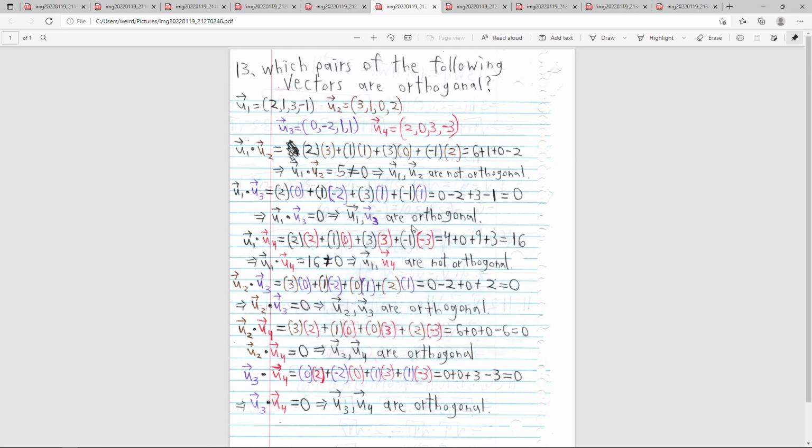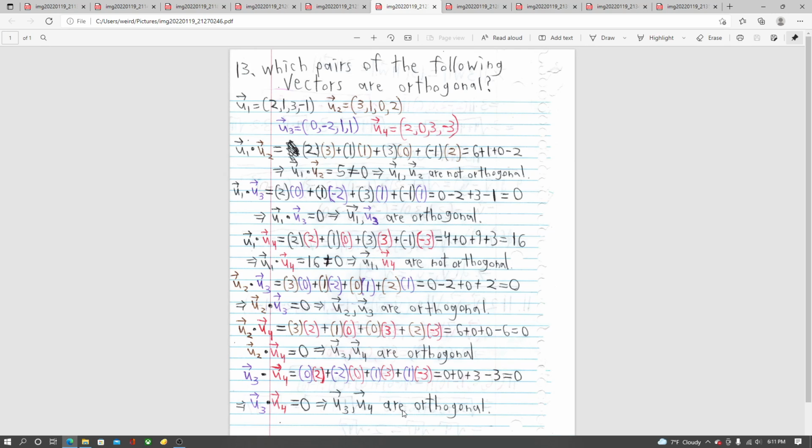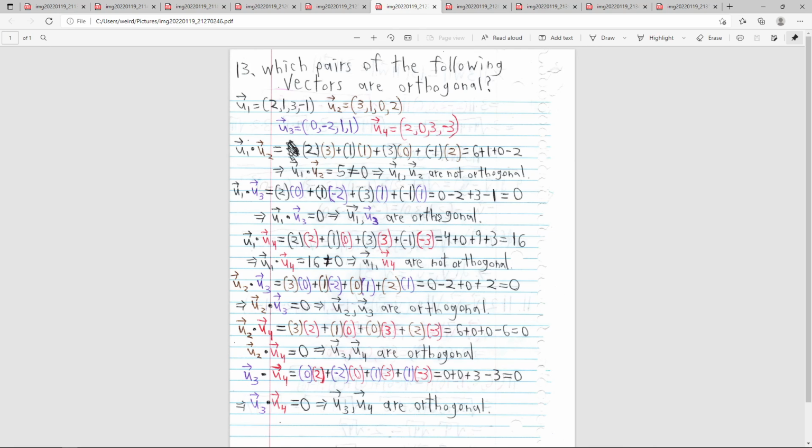Again, we end up with U1 and U3 being orthogonal, U2 and U3, U2 and U4, and U3 and U4. So the only ones that aren't are U1, U2, and U1, U4.